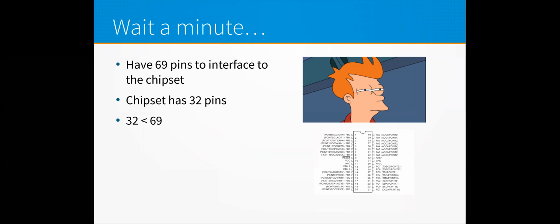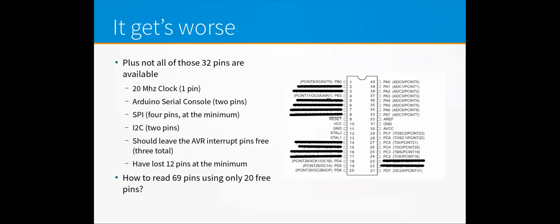But it gets worse. I don't get access to all 32 of those pins. One of them is devoted to providing the clock source. Another one is for the Arduino serial console, so I can debug things. I need access to SPI, which is a protocol. Another one, I need access to another one called I2C. I want the AVR interrupt pins free, so there's 3 of those. So at the minimum, I've lost 12 pins. So now I have to try and bind 69 pins to only 20 free pins. So how the hell are we going to do this?